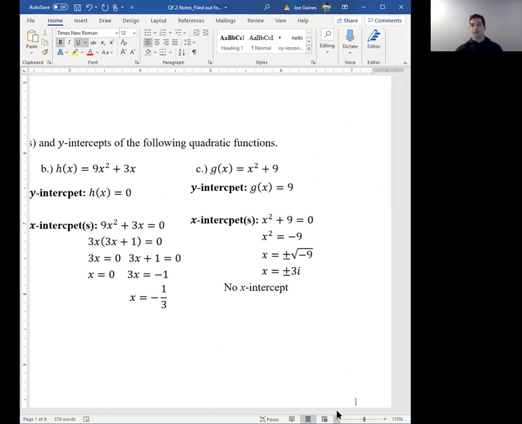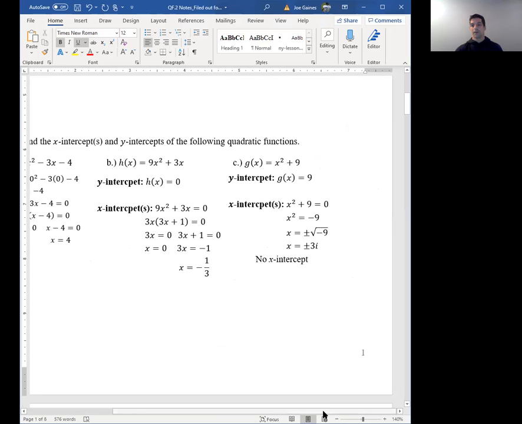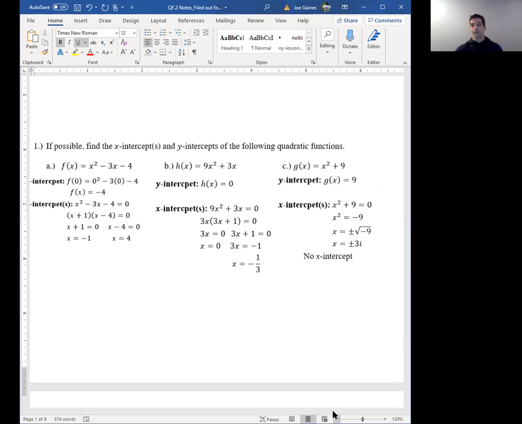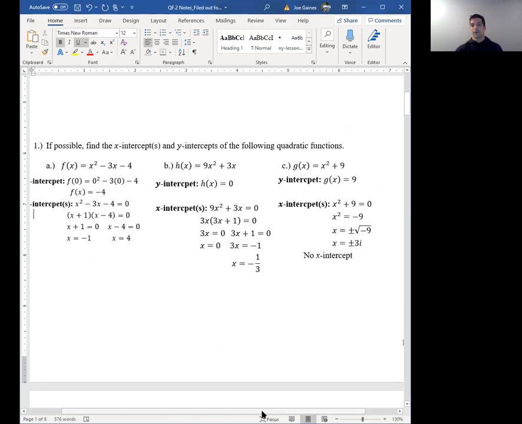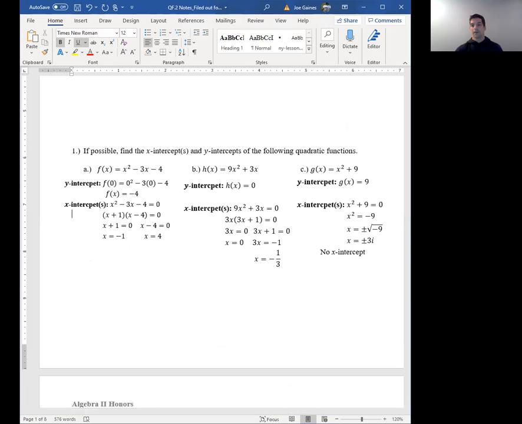So how do we find, algebraically, the y-intercepts? We set x equal to 0 and then simplify, or just take the constants. How do we find the x-intercepts? We set the equation equal to 0 and we solve.